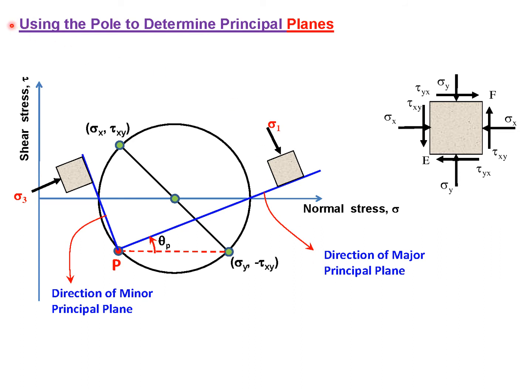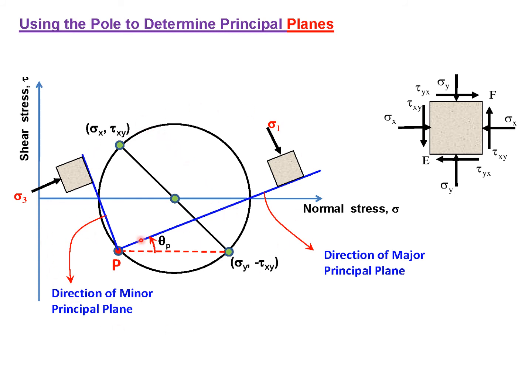Okay, using the pole to determine principal planes. You want to know the principal planes. The principal planes are those planes on which sigma 1 and sigma 3 are acting. Now, when you have drawn the Mohr circle and you are considering the normal stress, the principal stresses are sigma 3 and sigma 1. So obviously, this is sigma 3 and this is sigma 1. So we can draw the Mohr circle like this.